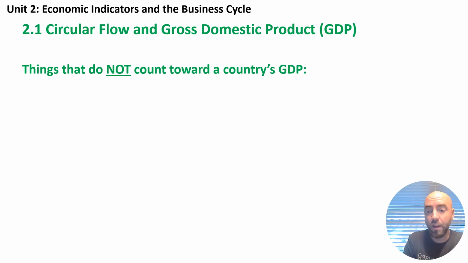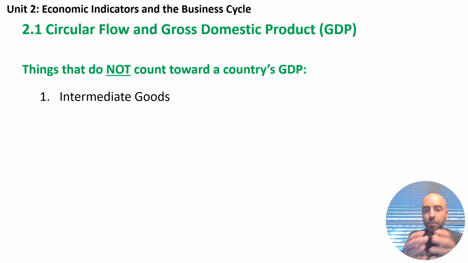So this is important here. It kind of already touched on this in the activity, but what does not count toward a country's GDP? Well, intermediate goods. We talked about this yesterday. The goods used to produce something are not counted toward GDP. We just count up what was spent on the final good, not the intermediate good.